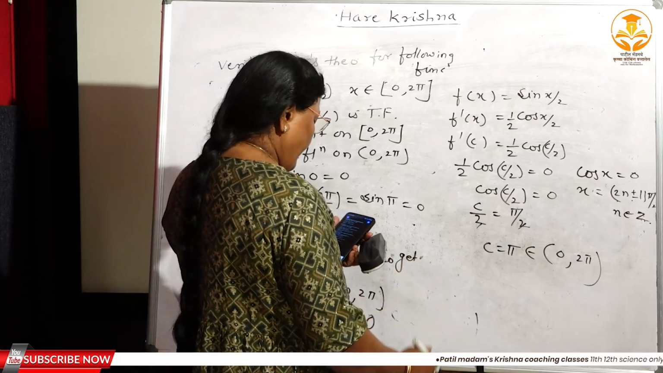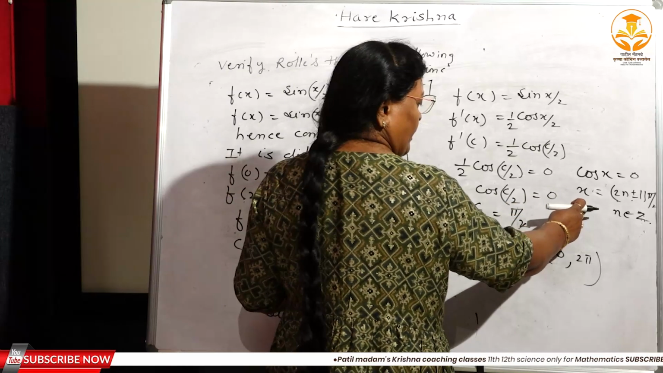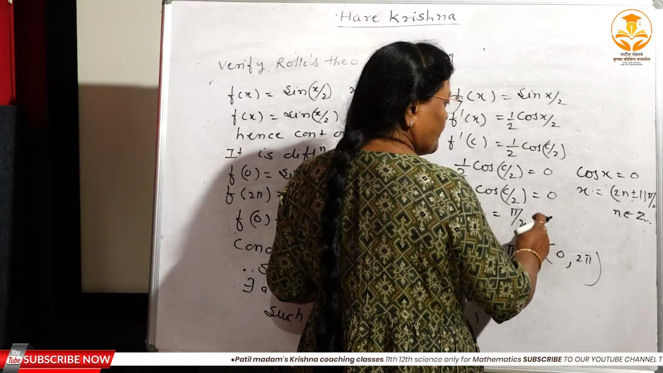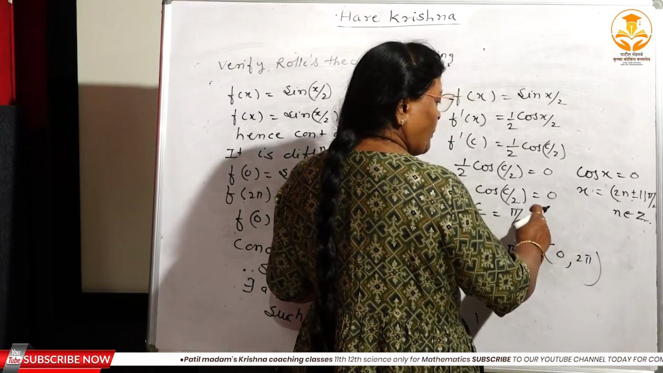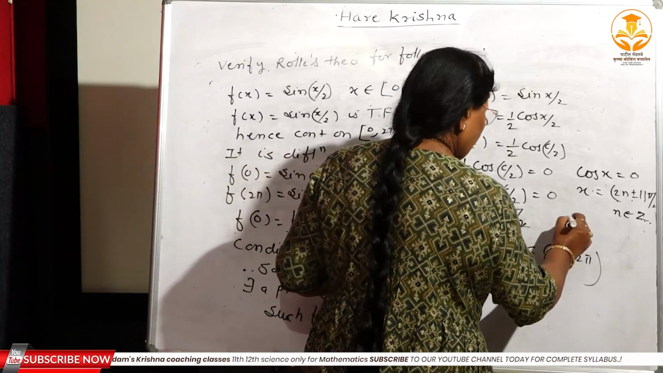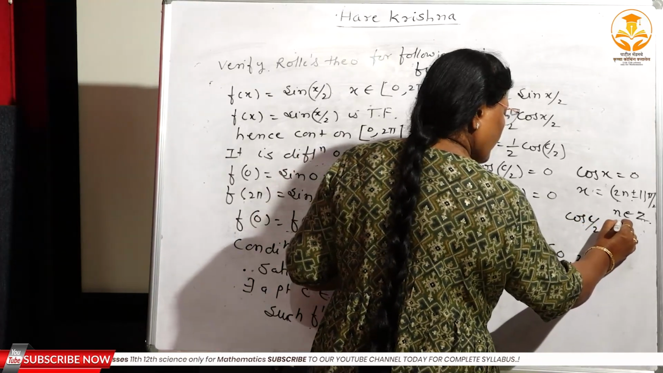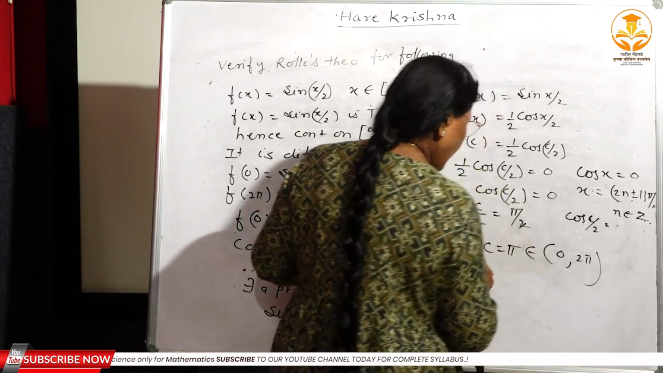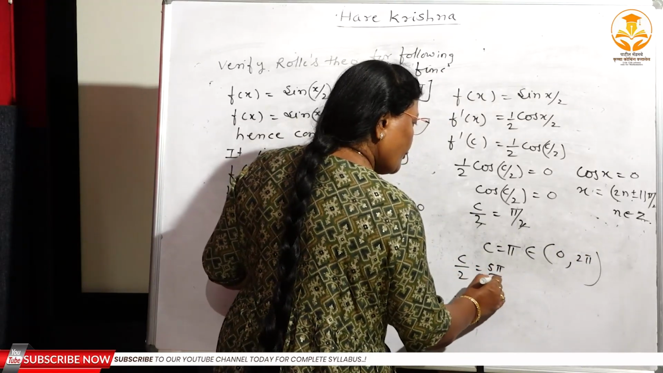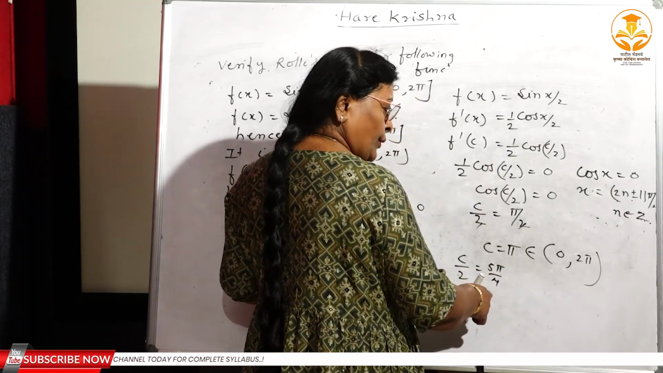Or you can take another value from the different values, but that must be within the given interval, right? Suppose you consider again one of the values, that is 5 pi by 4, isn't it? That is cos(c by 2) equal to cos, where c by 2 is equal to 5 pi by 4. Suppose c is equal to 5 pi by 4, again you will get 5 pi by 2, right?